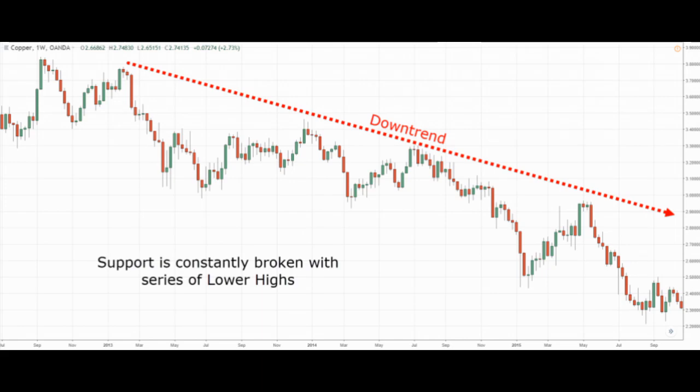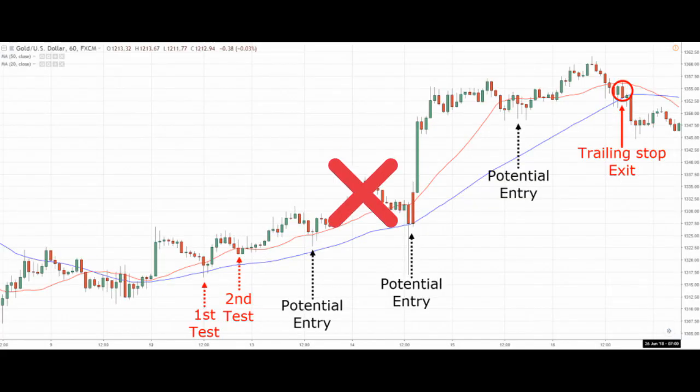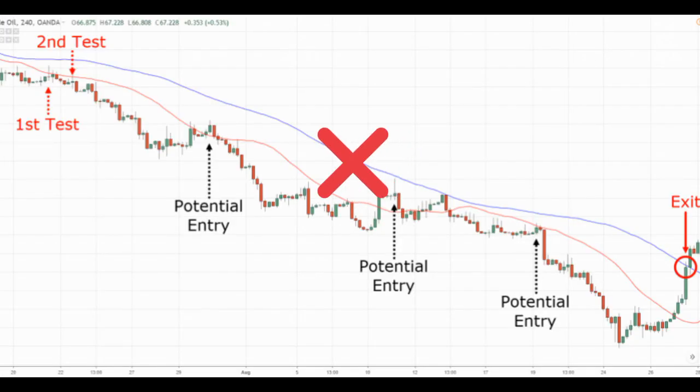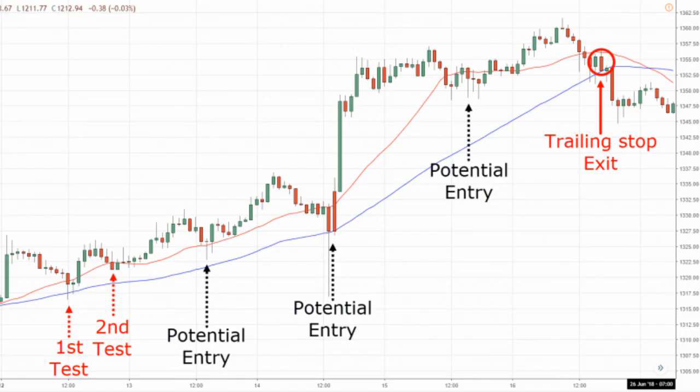Now let's talk about stop loss. For buy trades, stop loss is placed below the previous swing low. For sell trades, stop loss is placed above the previous swing high. Stop loss placement must be logical, not emotional.